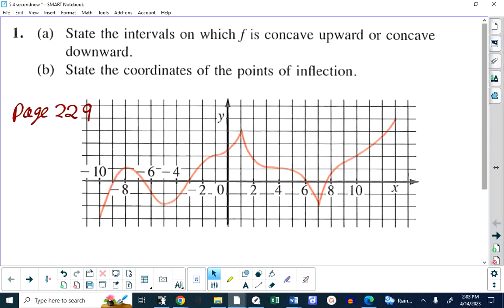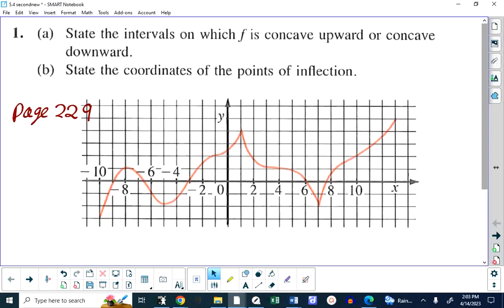Moving on to concavity, the second derivative has critical points, and by the way, critical points are any values of x that make the expression 0 or undefined. The second derivative's critical points are points that you are suspicious may be inflection points. And it's a little bit different in a lot of ways than the first derivative critical points.